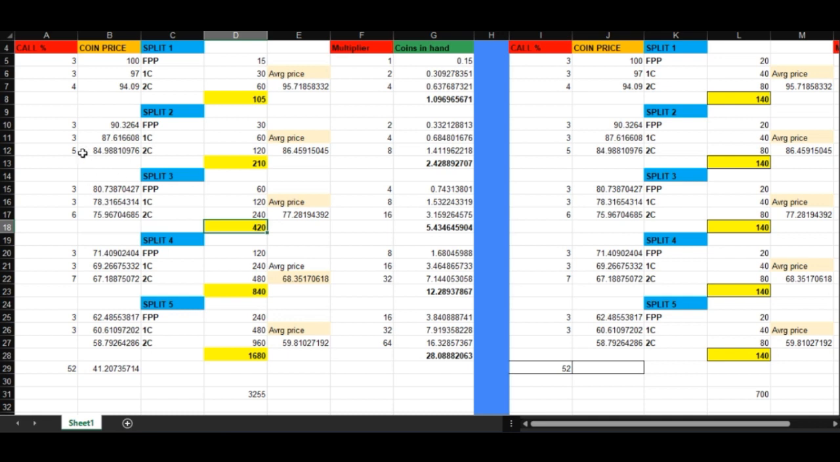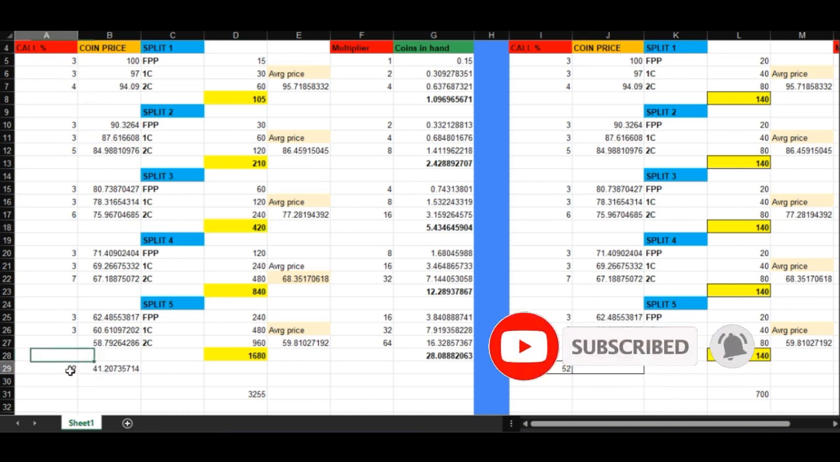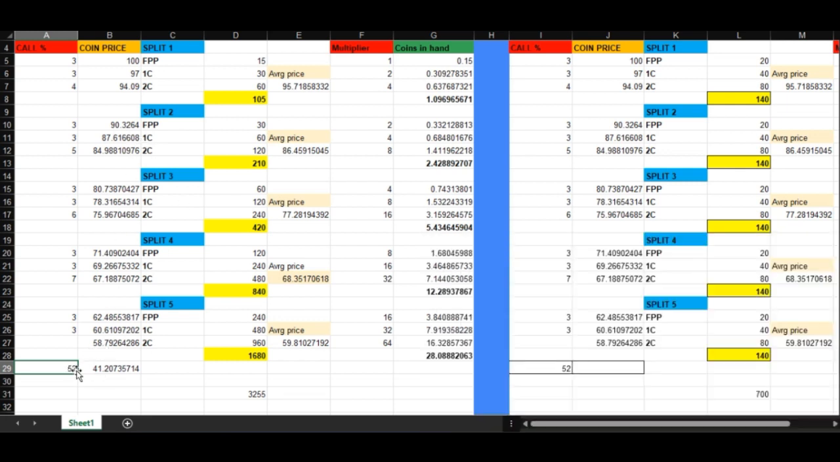Now, if you want to cover using this same setting all of these splits, it means that you will be covering the market when the market drops up to 52 or 60%. That is exactly, if you want to cover up to the fifth split, it means that even when the market drops up to 60%, you can still be making profit in the market. That is exactly what this means.